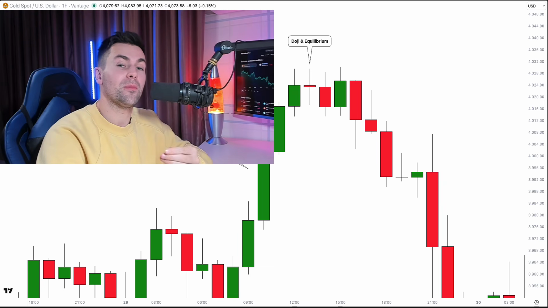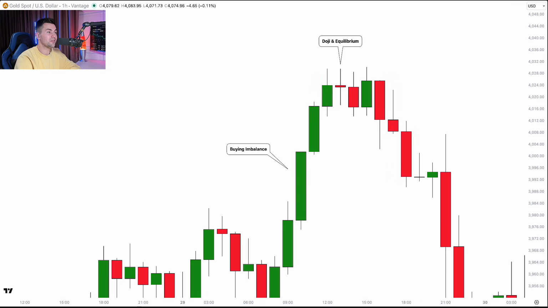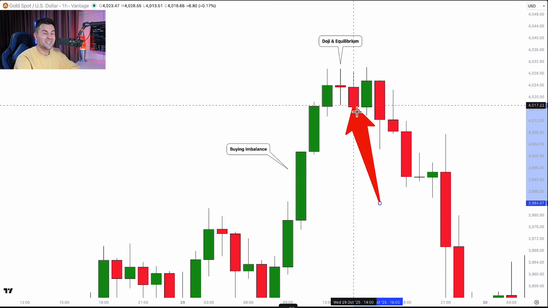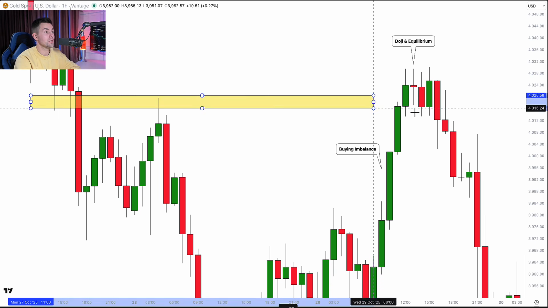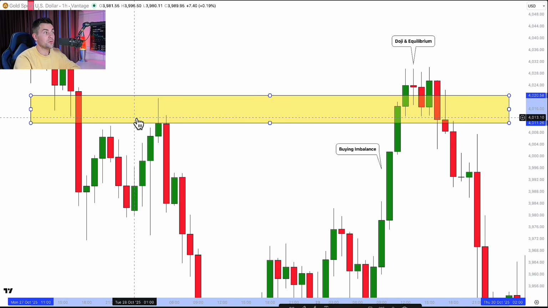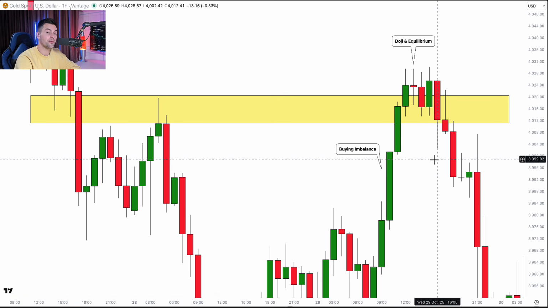By the way, always remember that Doji candles often form when gold price reaches some important liquidity zone. In that example, the market clearly was looking for selling liquidity, and if we analyze the historic price action, you can see that gold price reached a supply zone and then found equilibrium, and Doji Candle accurately confirmed that.